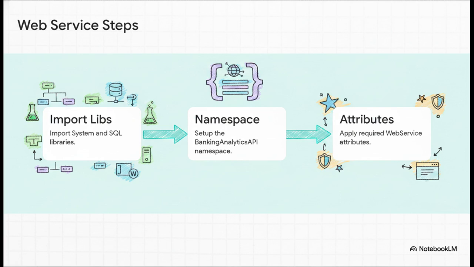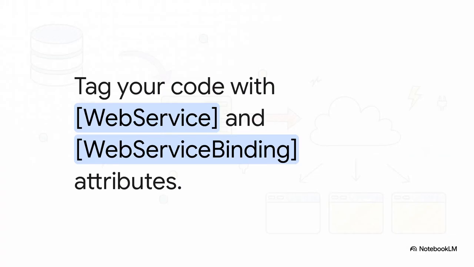Second, we establish our banking analytics API namespace. And third, we apply our web service attributes. Looking a bit closer at those attributes, we have the web service tag with a default namespace of tempuri.org and the web service binding tag conforming to WSI profiles basic profile 1_1. These specific, mandatory attributes essentially act like a uniform for our waiter. They tag our code as a legitimate, standardized web service, ensuring that completely different front-end applications, no matter how they're built, understand exactly how to talk to our backend.